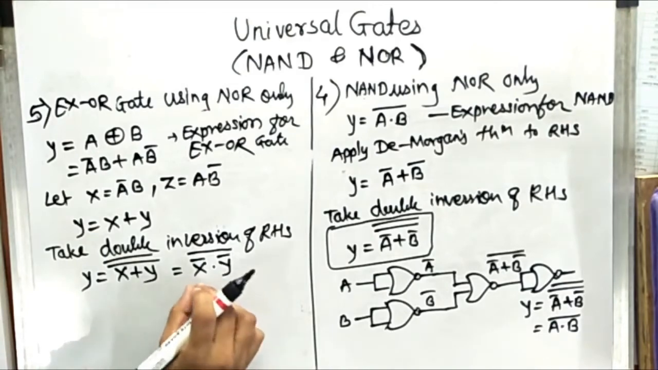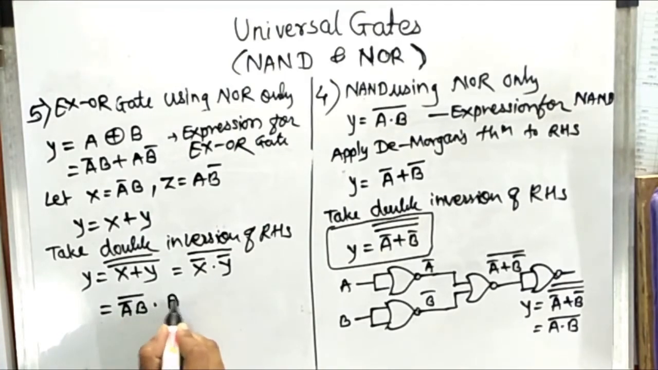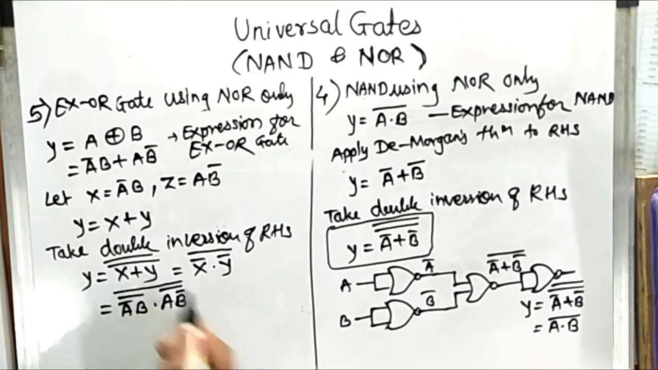Put the values or the terms for X and Y. So we can write A bar B complement into A B bar complement and this outer complement. Okay. Now again we have to convert all these AND signs into OR sign because we have to use the NOR gate. So apply De Morgan's theorem to these two terms, for these inner complements.